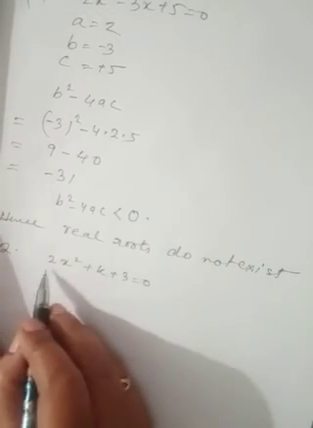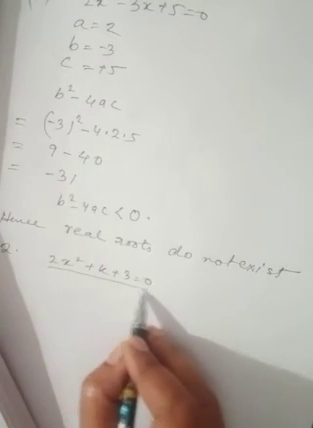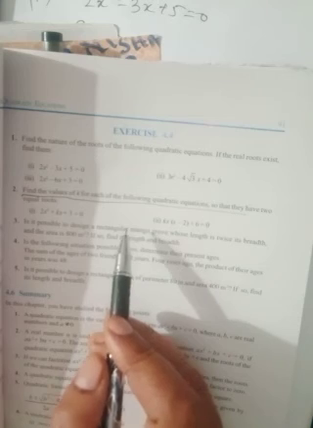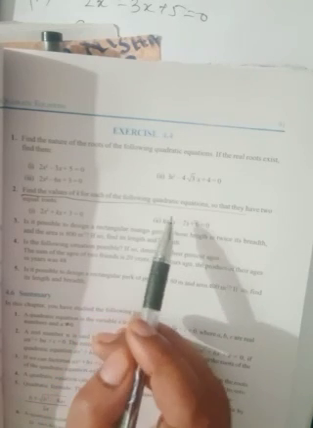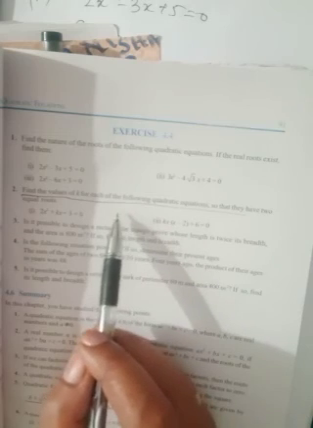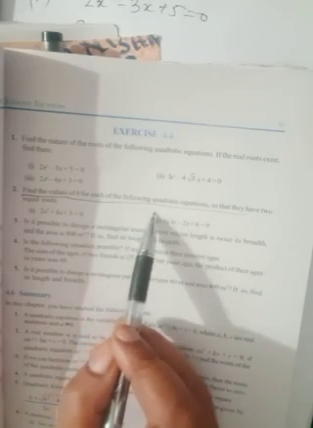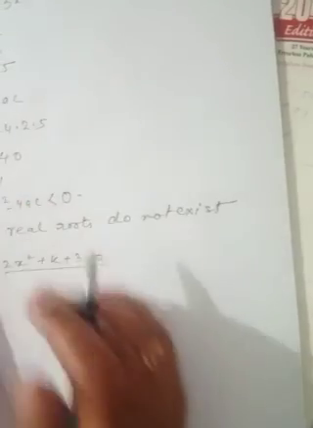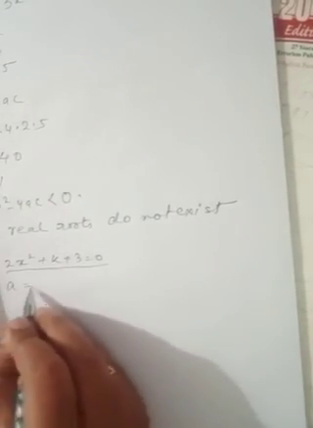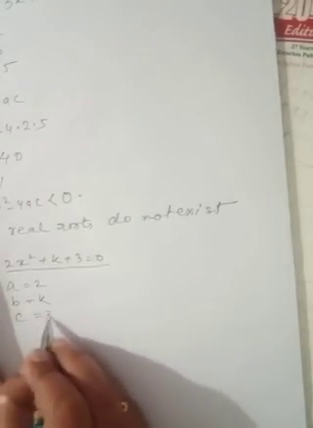Next, the second question is 2x square plus kx plus 3 is equal to 0. Here read out question number 2. Find the values of k for each of the following quadratic equations so that they have two equal roots. We know that the condition is b square minus 4ac is equal to 0 if the two roots are equal. So let's find the value of k. Here a is equal to 2, b is equal to k, and c is equal to 3.